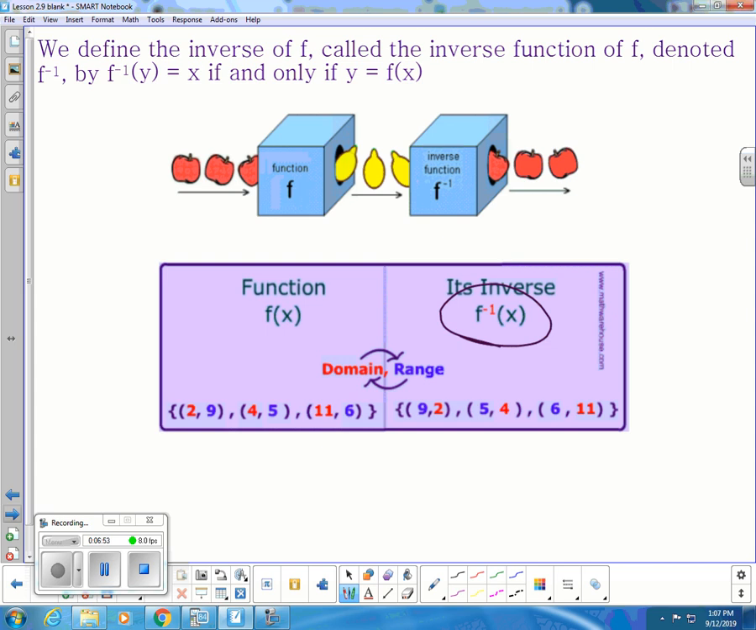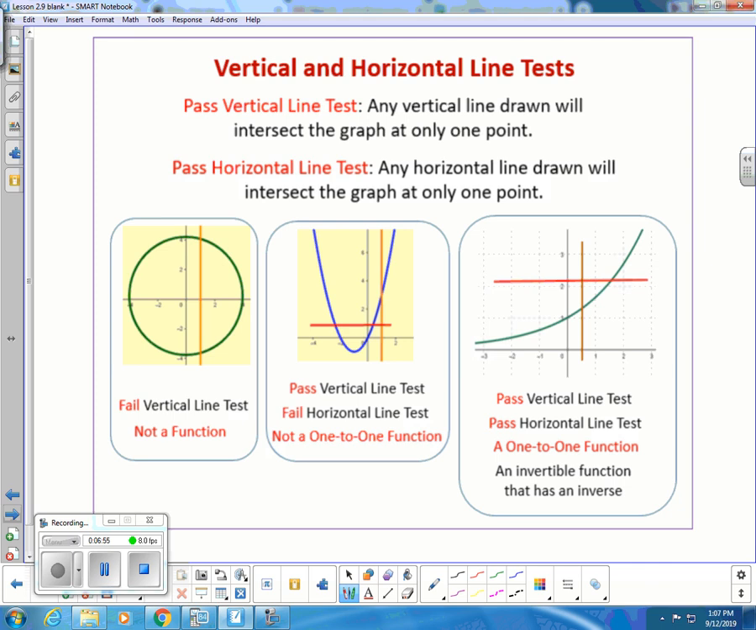All right, let's look at how you can tell by the graph. So we already said vertical line tells you if it's a function. Fails the vertical line test, you go on. This one passes the vertical line test, which means it's a function. Fails the horizontal line test, so it's not 1 to 1. It's got to pass both the vertical and the horizontal line test to be 1 to 1. Okay?